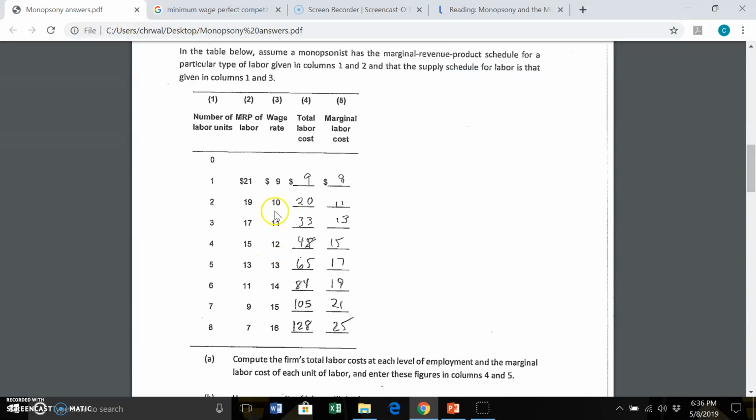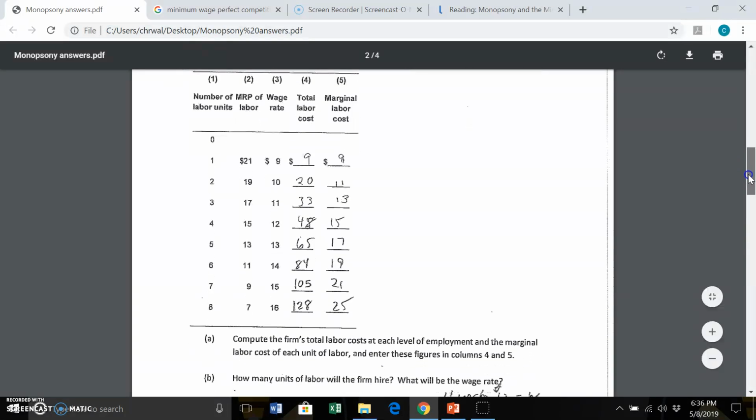But in a monopsony model, because I have this increasing, upward sloping supply curve, that direct relationship, I know that my marginal labor cost, or my marginal resource cost, is going to also be upward sloping and will be greater than supply. So my marginal labor cost is always going to be greater than the actual wage rate. If I look at this particular data, the marginal labor cost is just the change in total labor cost over the change in the number of workers.